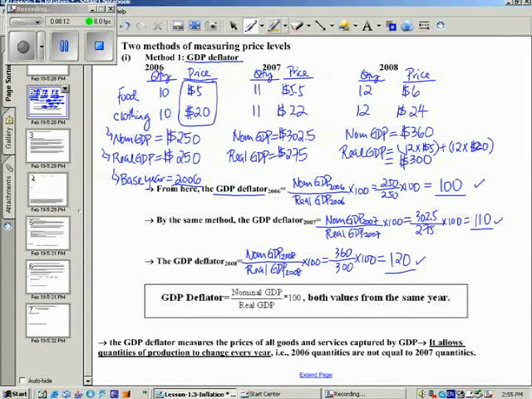Overall, we can actually summarize this into a general equation. The general equation for GDP deflator is just the nominal GDP divided by the real GDP. Both of the values come from the same year. And one main thing to keep in mind is that because we're calculating the GDPs from different years, the quantities for each year can change. This is actually one of the main features of the GDP deflator, which is very different from method 2 in terms of the consumer price index.